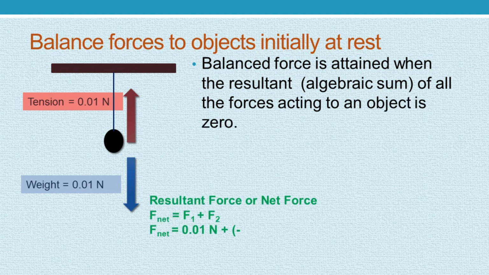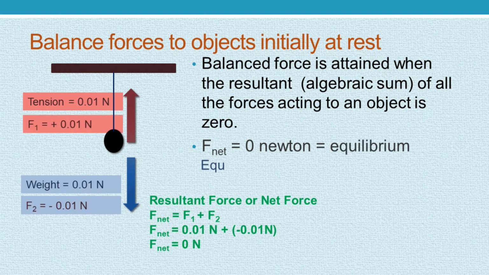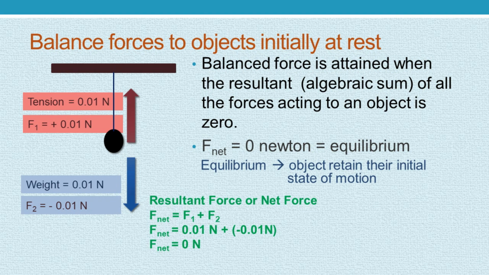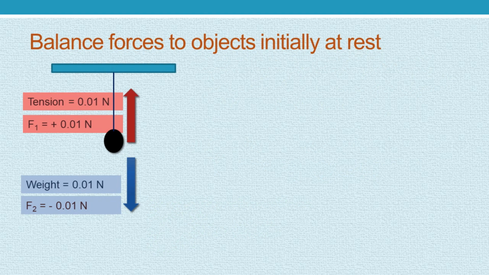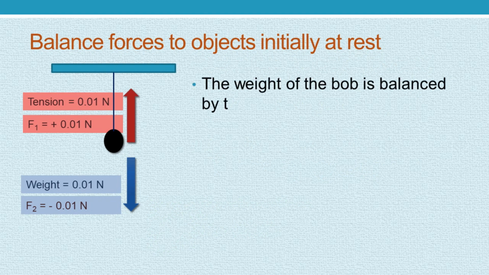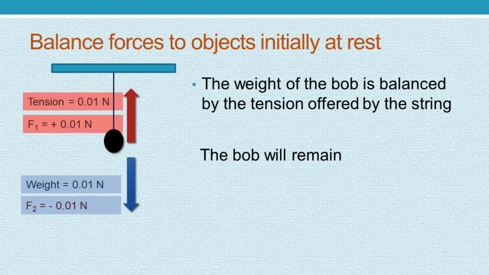When the net force is zero, the object is under equilibrium condition. Equilibrium condition causes the object to retain its initial state of motion. Hanging objects stay in place because of balanced force. For example, the weight of the bob is balanced by the tension offered by the string. The bob will remain at rest.